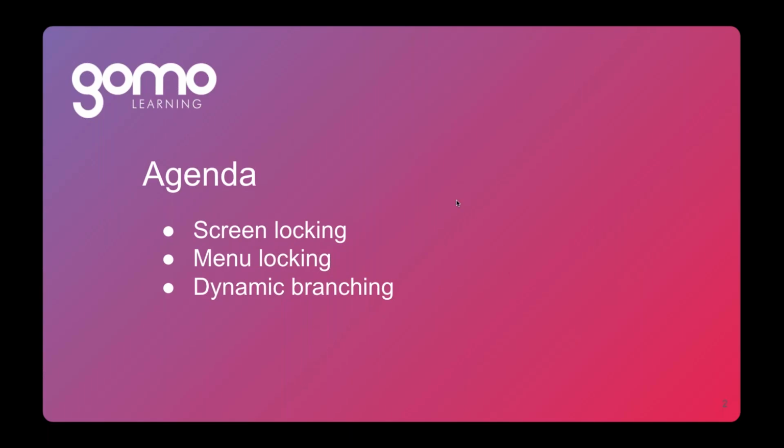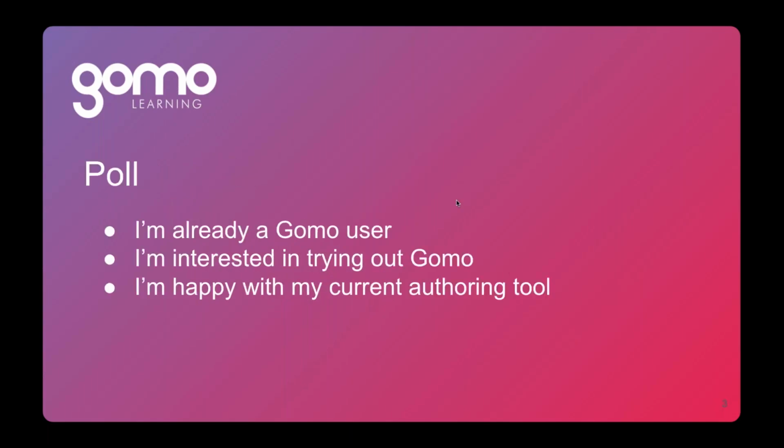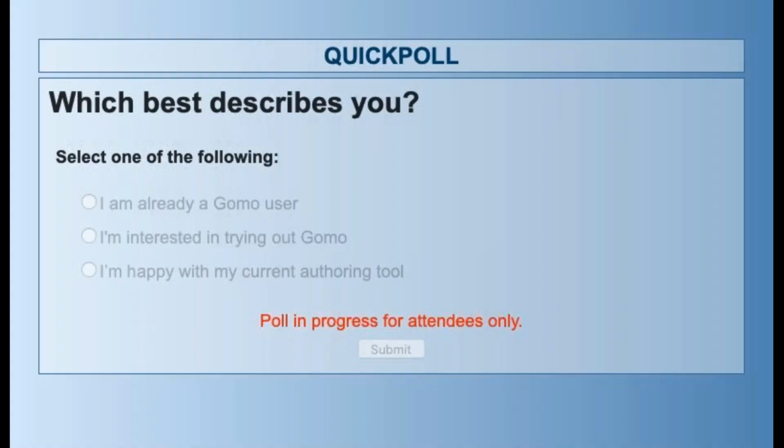But just before we go into that, just so that I can get a better sense of your particular interests here, we're just going to pop up a quick poll. The first poll is just about what describes you, whether you're already a Gomo user, whether you're just trying out Gomo, or whether you're quite happy with your existing authoring tool. That would just help me to pace this a bit better for you. So do just find that poll panel, which Harley has kindly popped up on the screen there.